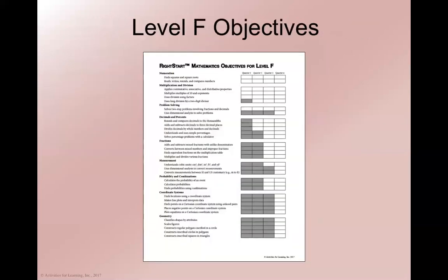Okay, so again, if you go online, you can see this objectives page as well, but here are the objectives for level F. And so you can see by topic, there's numeration, multiplication and division, problem solving, what we're going to be covering for decimals and percents and fractions, measurement. We are going to be covering converting measurements, probability and combination topics, coordinate systems, graphing, and the geometry concepts. So this is what we're going to get to cover in level F.